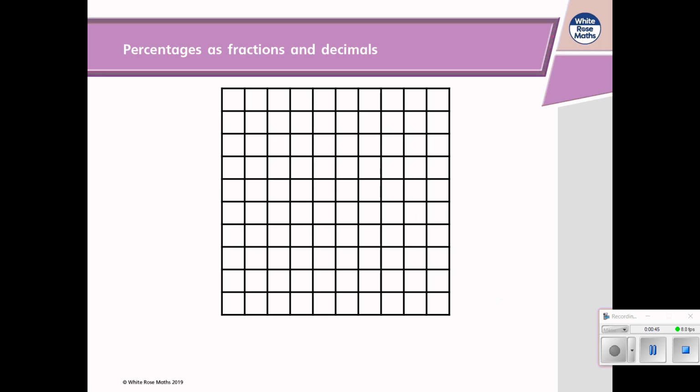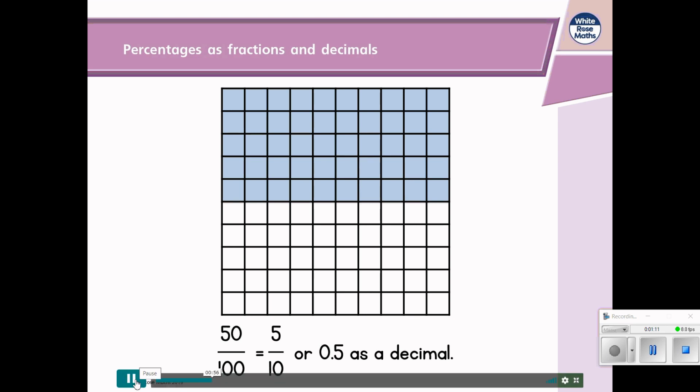Today we're learning about percentages as fractions and decimals. Look at the 100 square. 50 out of 100 squares are shaded, which is 50 hundredths as a fraction. 50 hundredths is equal to 5 tenths, or 0.5 as a decimal.